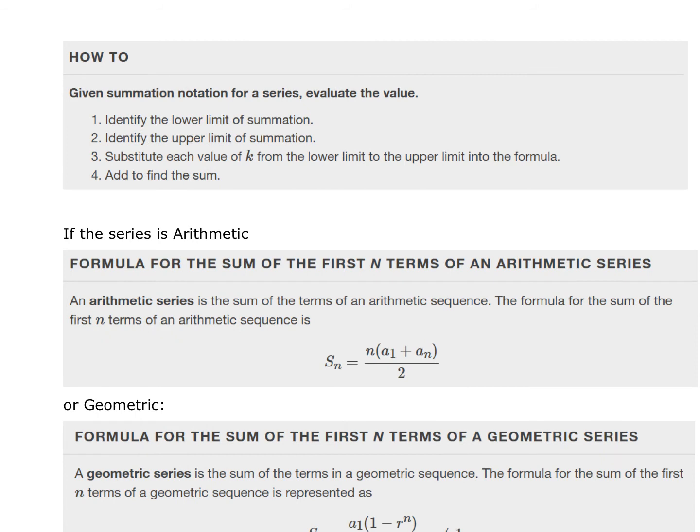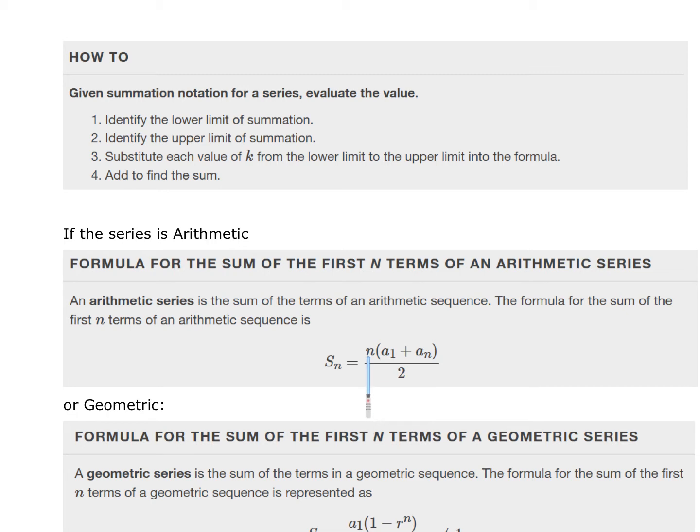So when we're asked to sum up a series, if it's already in summation notation, we need to figure out, first of all, what is the lower limit? Where do we start? And what is the upper limit? Where do we end? Then we're going to substitute k from the lower limit up to when we get to the upper limit, and then we're going to add them up. Now, if the closed formula is an arithmetic sequence, which is now an arithmetic series, we have a formula for it.